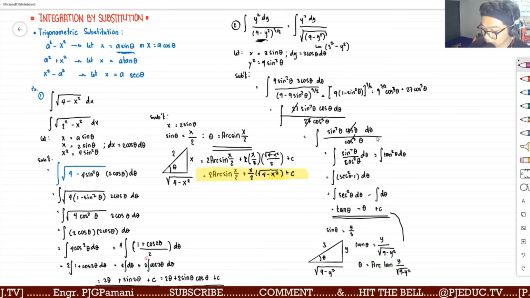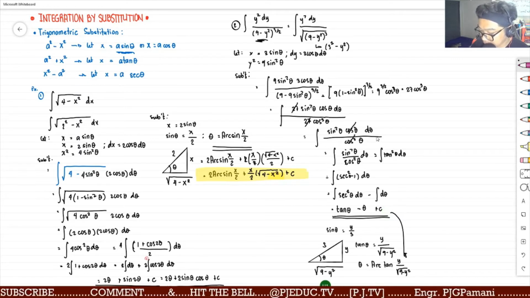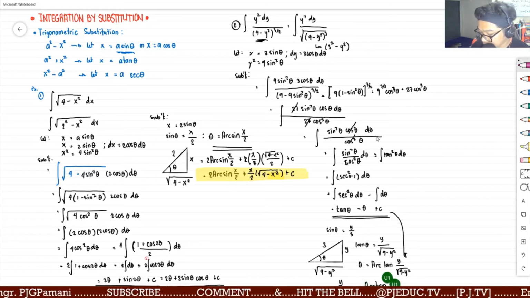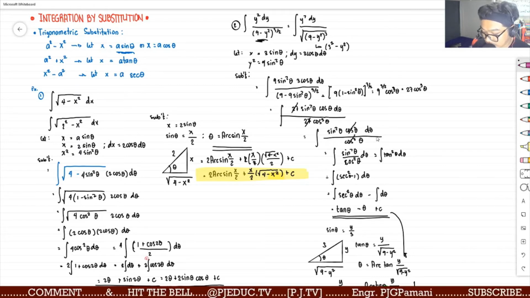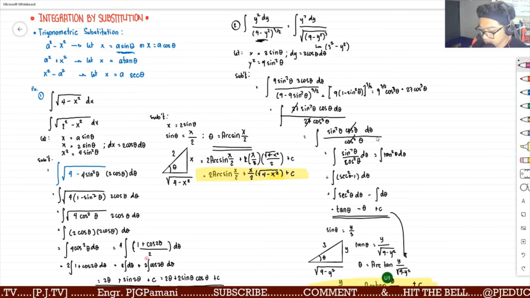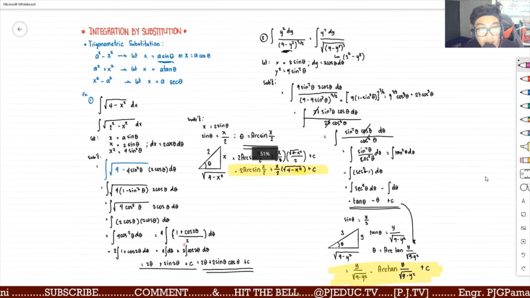Let's substitute that into our final answer. Tangent theta is y over square root of 9 minus y squared, minus theta, which is arc tangent y over square root of 9 minus y squared, plus your constant of integration. So, that is now our final answer.